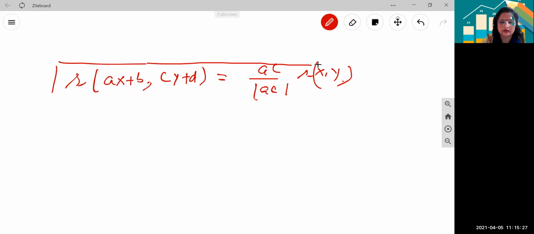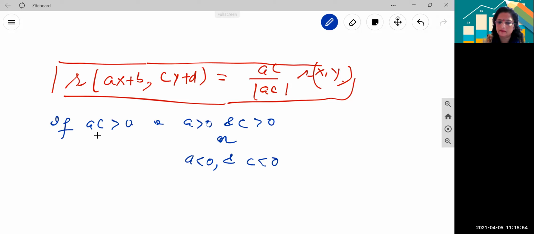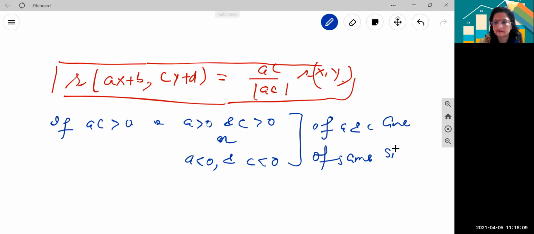Now, if A into C is greater than 0, suppose this quantity is greater than 0. That is, AC is greater than 0 when A is greater than 0 and C is also greater than 0, or A is less than 0 and C is also less than 0. In other words, we can say that when A and C both have the same sign, then mod of AC gives a positive value, so that will be equal to AC.